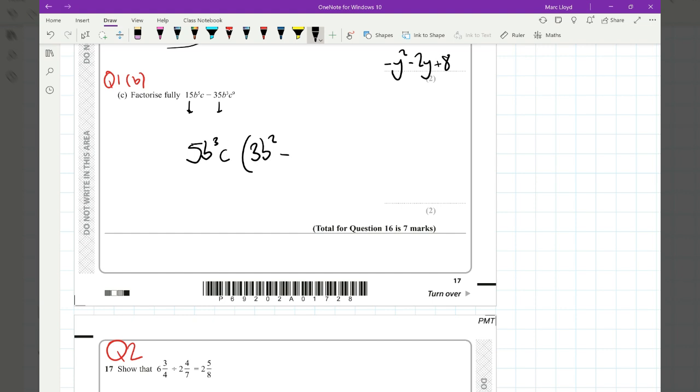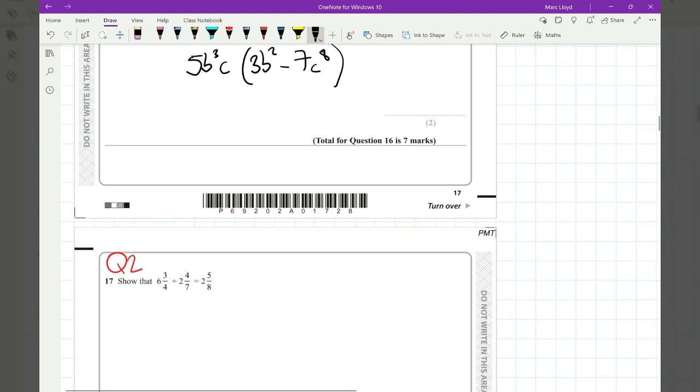Take away 35 divided by 5 is 7. b cubed divided by b cubed is 1. c to the 9 divided by c is c to the 8, and that is it factorised. We know it's fully factorised because inside the bracket there's no common factors. We can't continue to divide that.